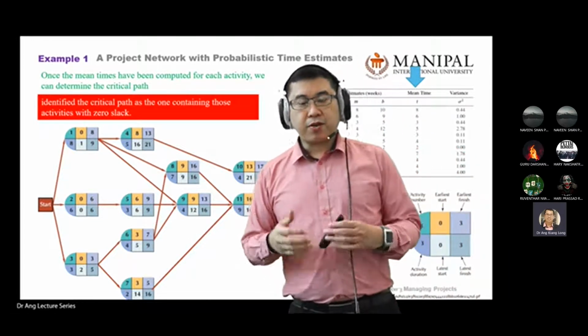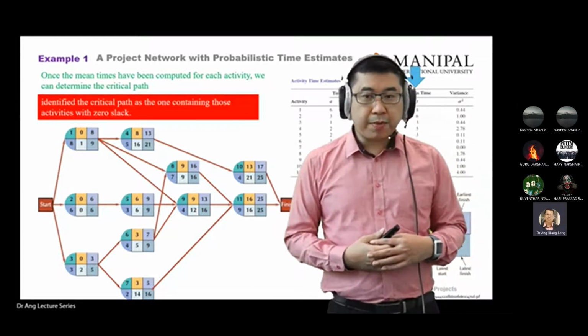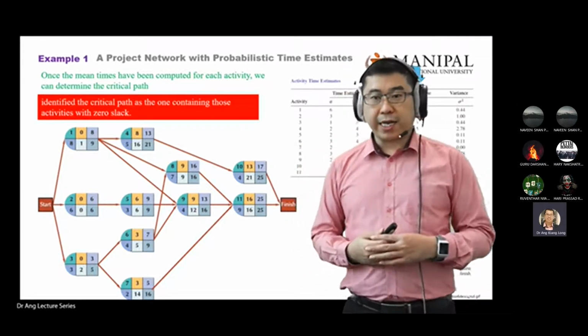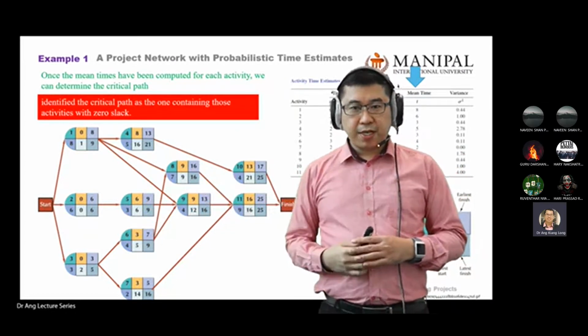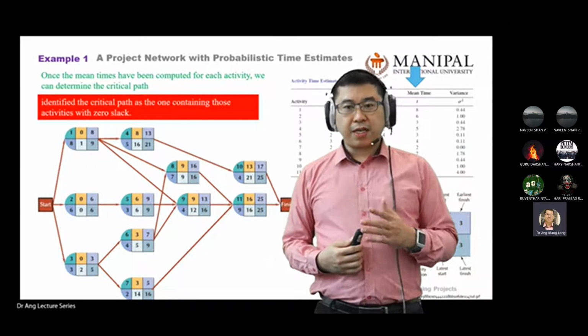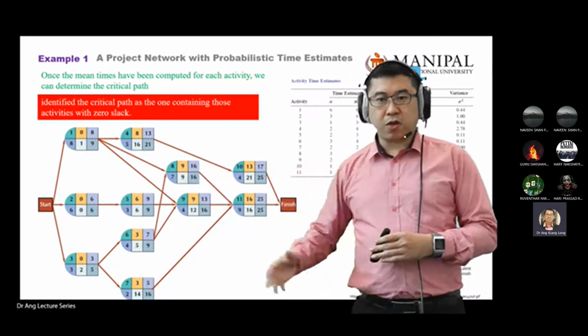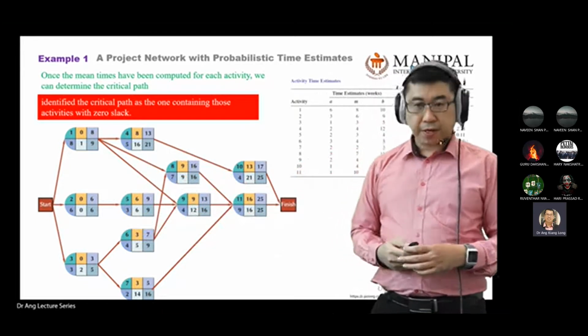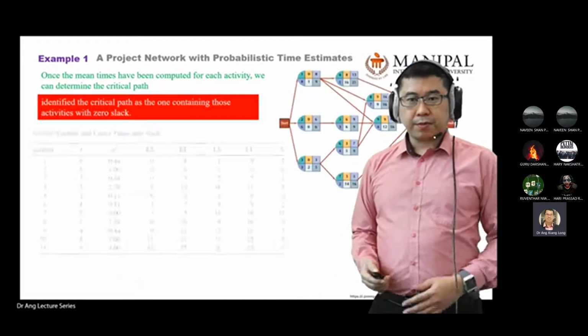The critical path means the activities that do not allow you to further delay. If you delay one of the critical path activities, it will jeopardize, or disturb, the overall project schedule.